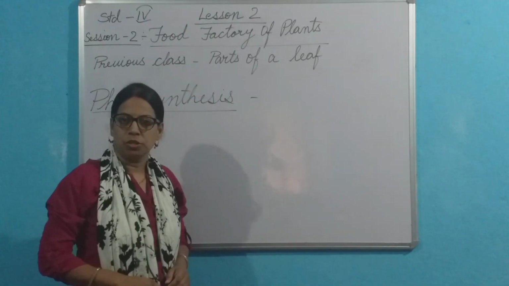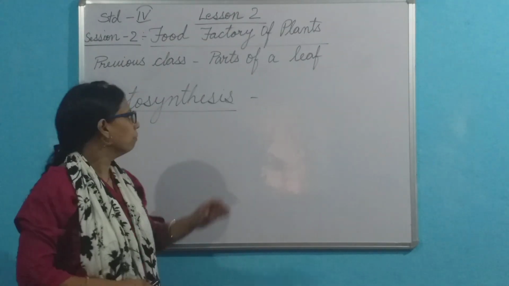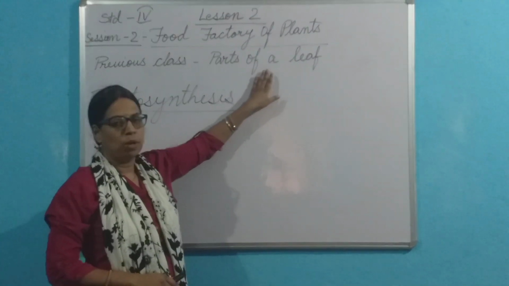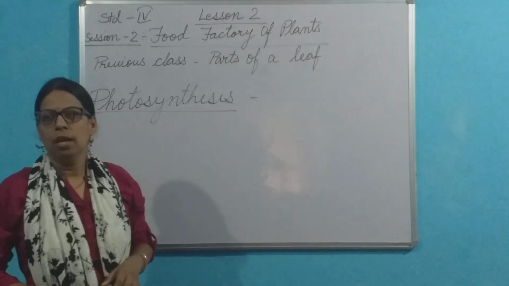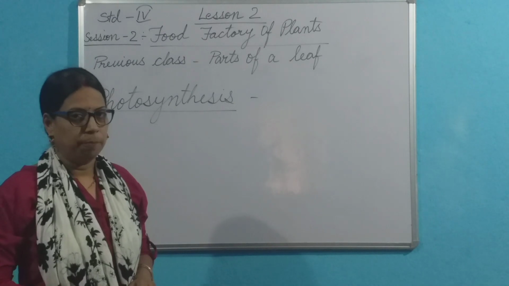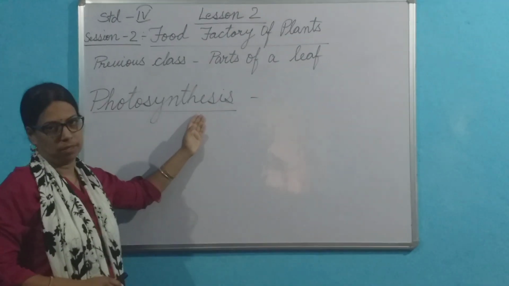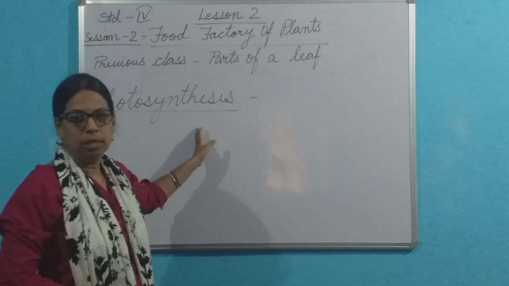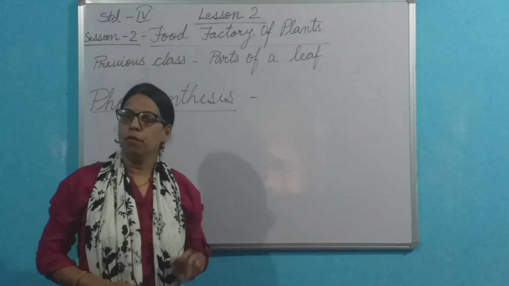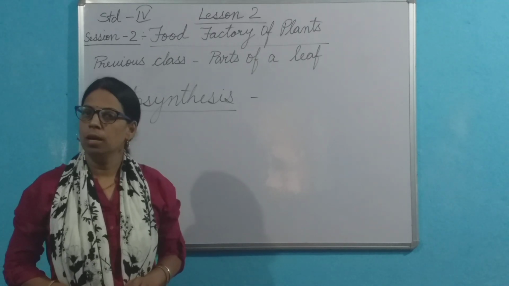In my previous session I discussed the parts of the leaf, and I think you have noted it down clearly, have practiced the diagram of the leaf, and the concept would be clear. Now today I am going to explain to you about photosynthesis. As I told you earlier, leaves are called the food factory of the plant because leaves prepare food for the plants.